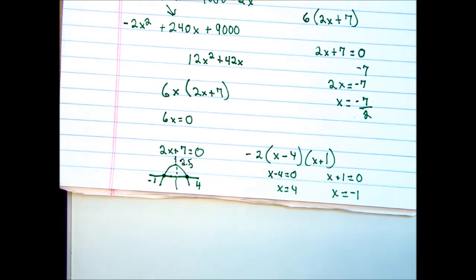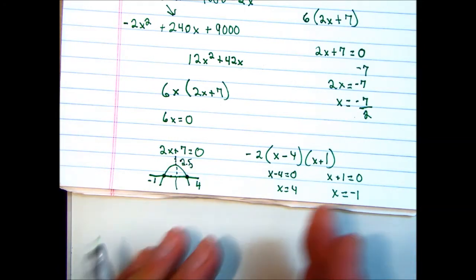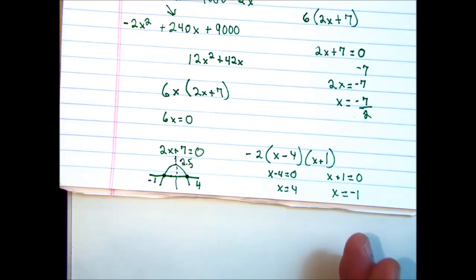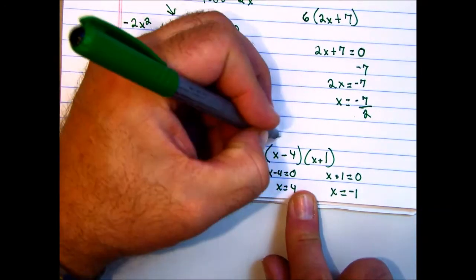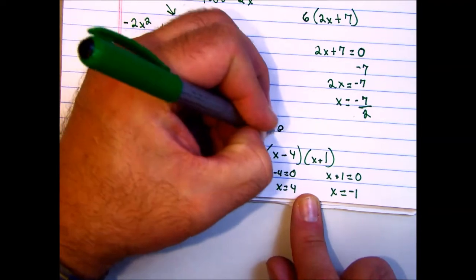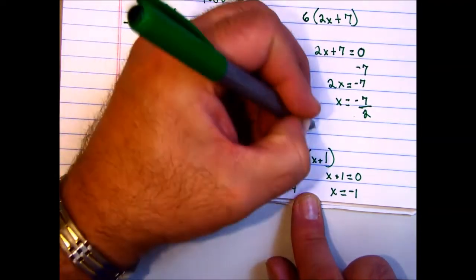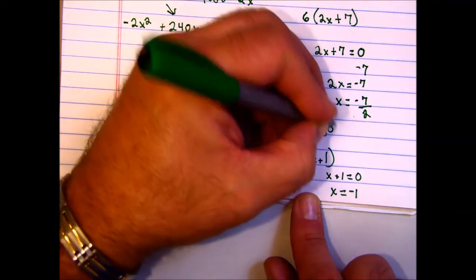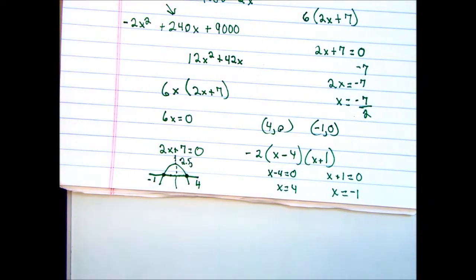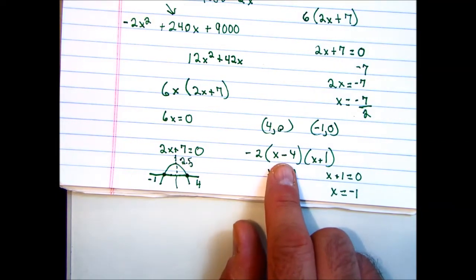All right, so again, factored form, finding the zeros. 0 in for y, you get an answer for x. Remember, that means these points are 4, 0 and negative 1, 0. Ordered pair. And that is the factored form of that problem.